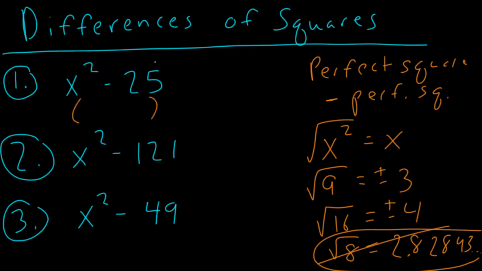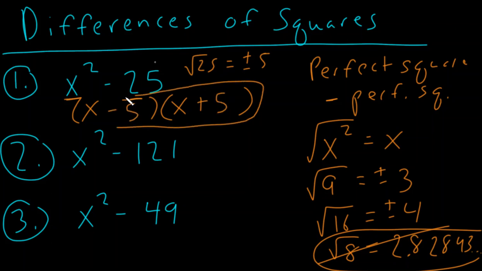So we know that the square root of x squared is simply x. What is the square root of 25? Well, the square root of 25 is equal to plus or minus 5. So we put plus 5 and minus 5, and that's our answer. It is quite literally that easy.